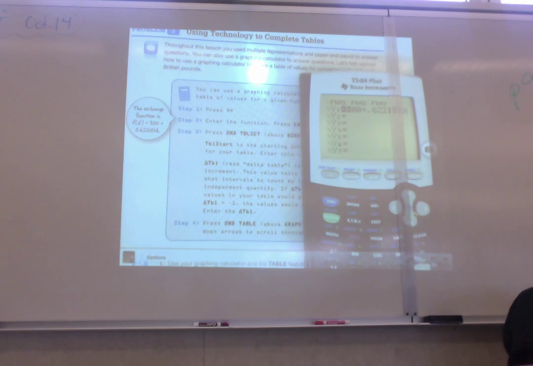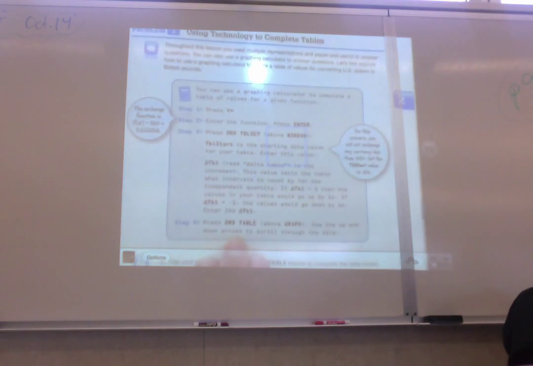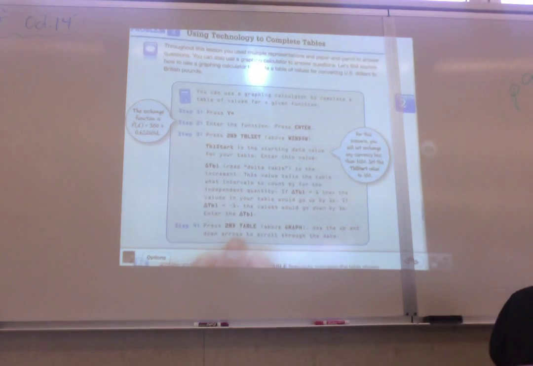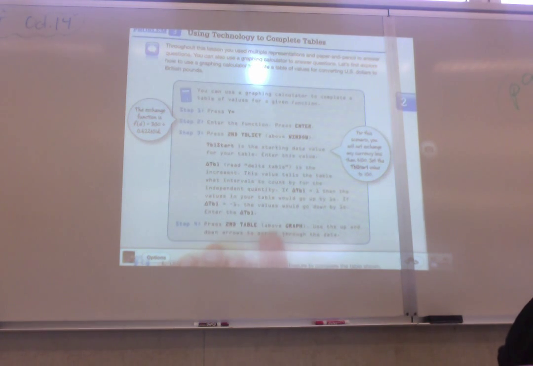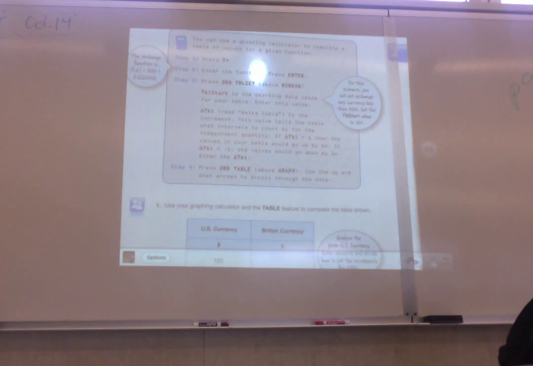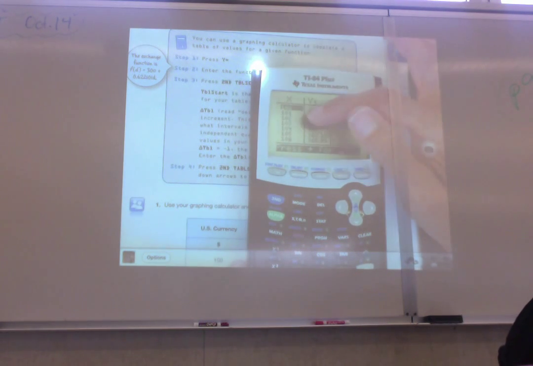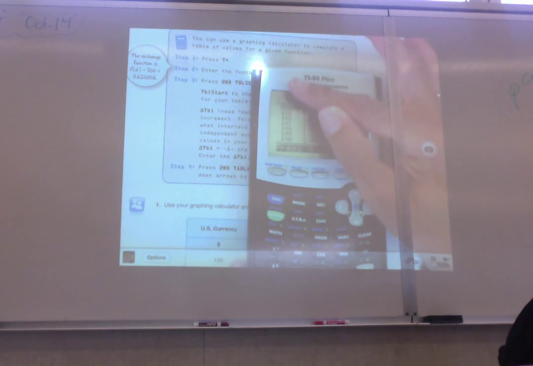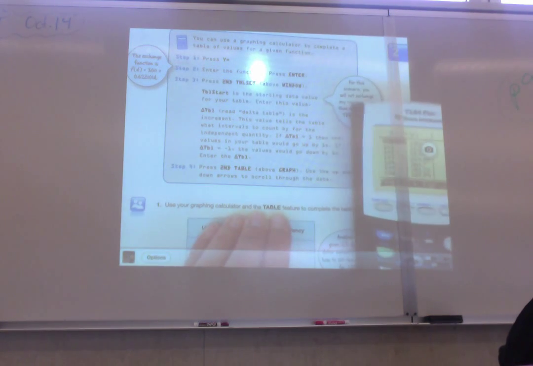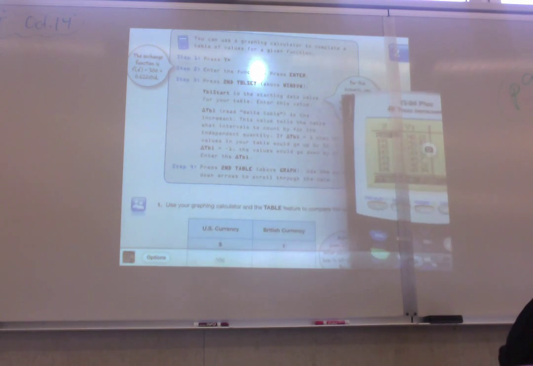Let's see what we're going to do with this now. Here's what we're going to do with this. Press second table. Use the up and down arrows to scroll through the data. All right. Let me get myself back to table. The X is the dollars. The Y is the pounds. You're going to use your calculator table feature to complete the following table.